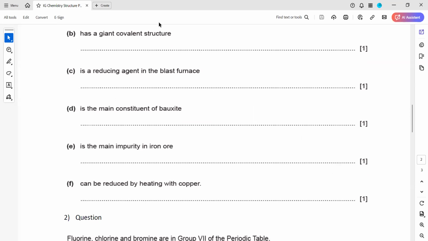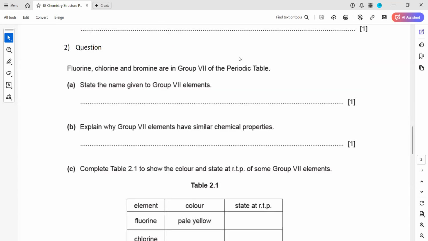Question 2. Fluorine, chlorine, bromine are in group 7 of the periodic table. State the name given to a group 7 element. What do we call them? So we call them halogens, or salt formers. The term halogen refers to salt former. You can annotate on the screen to write. Explain why group 7 elements have similar chemical properties.